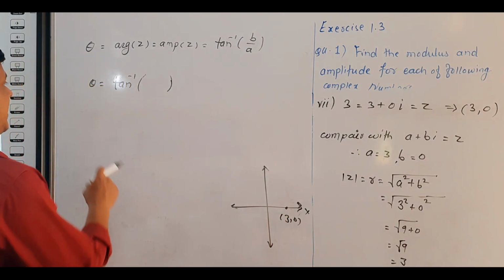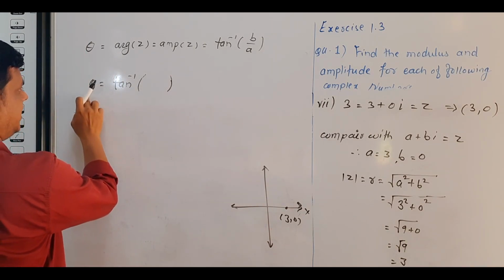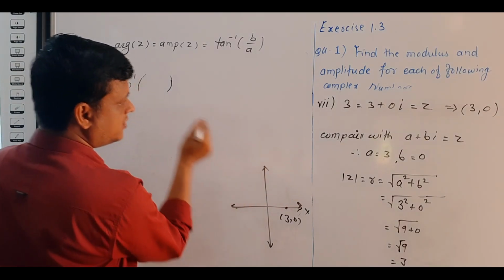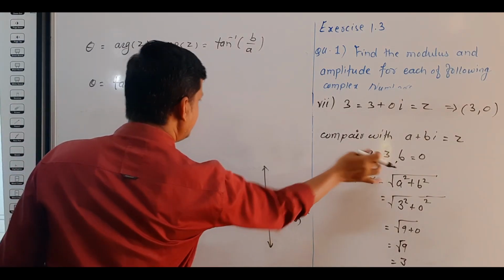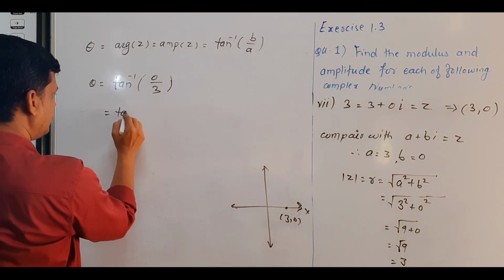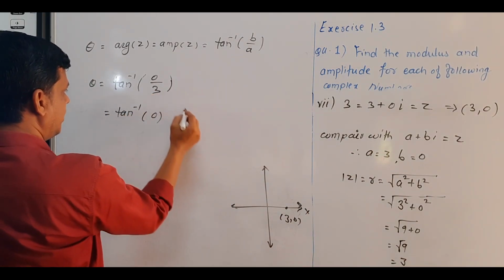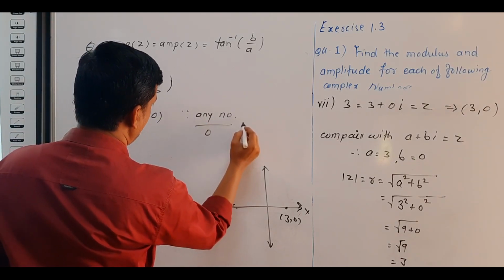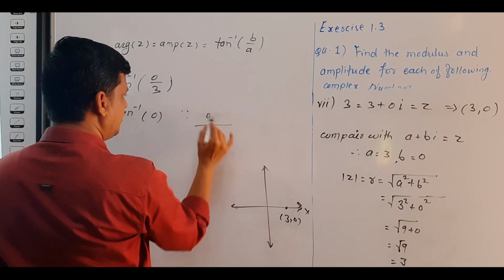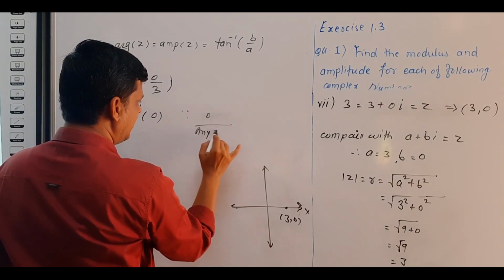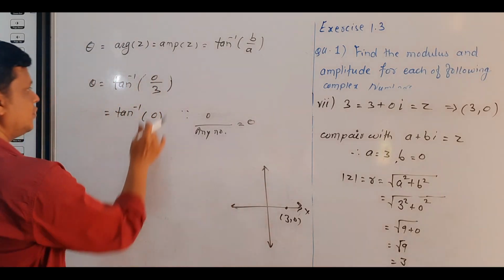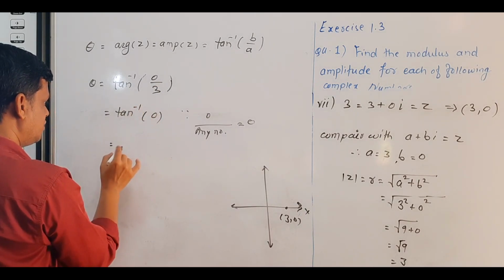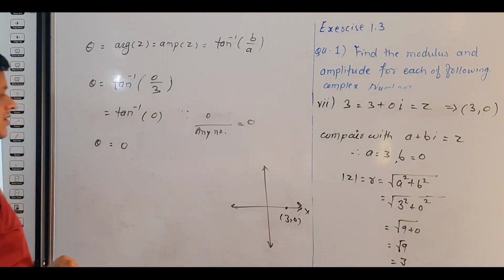So we find the angle, that is the argument of z. So theta is equal to tan inverse of the value of b. The value of b is 0. 0 upon 3. That is equal to tan inverse of 0. Because 0 upon any number is equal to 0. So we write 0 upon 3 equals 0. And we know that tan 0 is 0. So tan inverse 0 is 0. So we get theta is equal to 0.